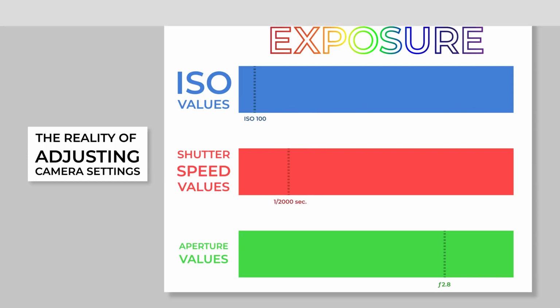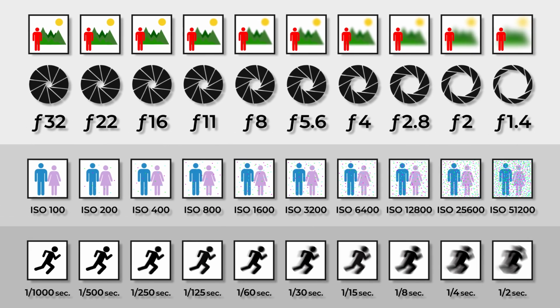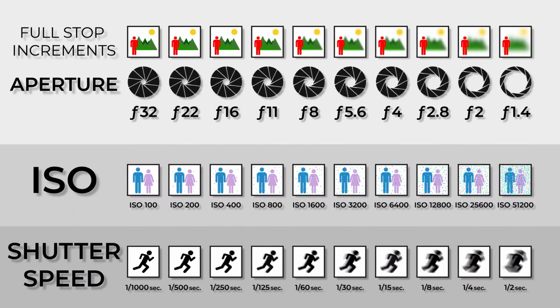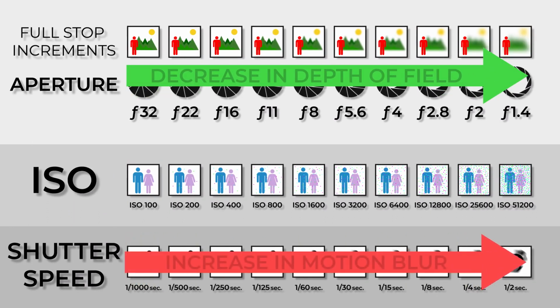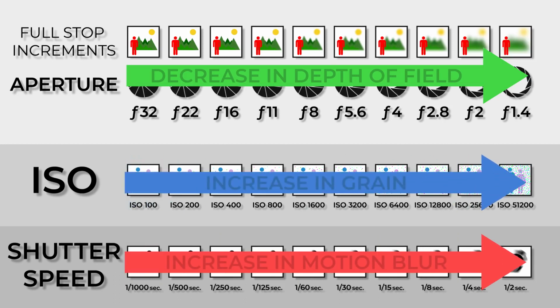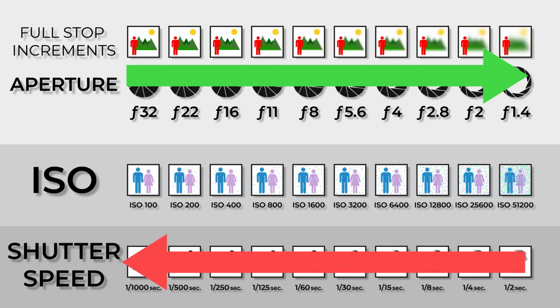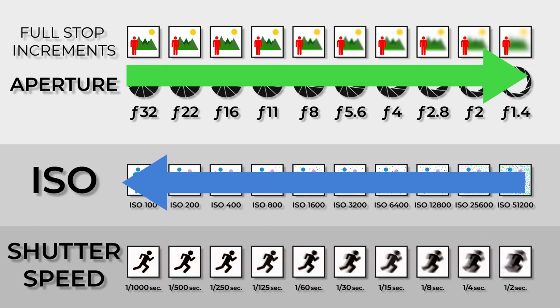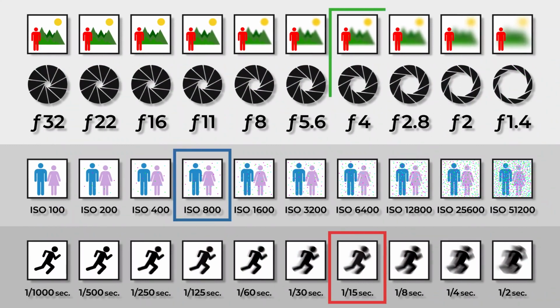On screen now are lists of full stop increments for shutter speed, aperture, and ISO. To the right, we see an increase in image exposure and a decrease in depth of field as aperture is adjusted, a decrease in motion blur as shutter speed is adjusted, and an increase in grain as ISO is adjusted. For constant lighting conditions, moving in a rightward direction on the chart, increasing the amount of light let into the camera, for either the aperture, shutter speed, or ISO setting, requires a net equal and opposite adjustment in the other direction. To make sense of this, let's do another example, this time with a perfect starting exposure of 1/15th of a second, ISO 800, and f4.